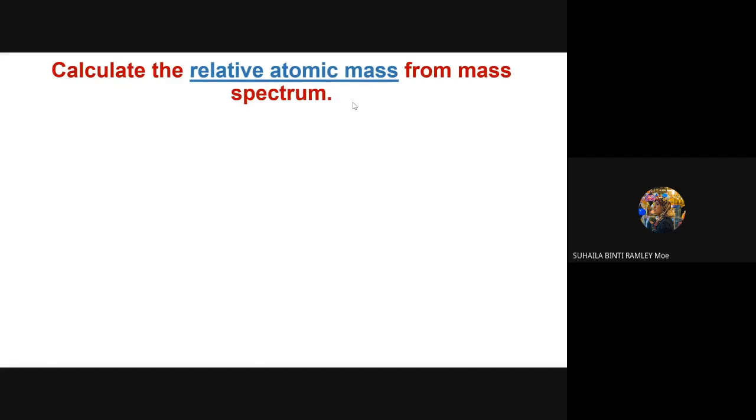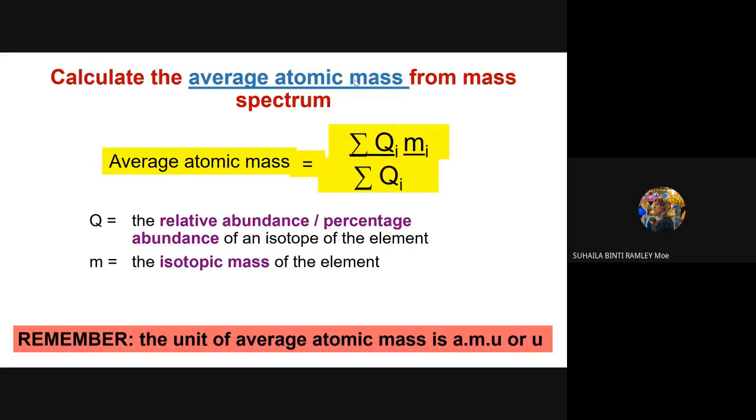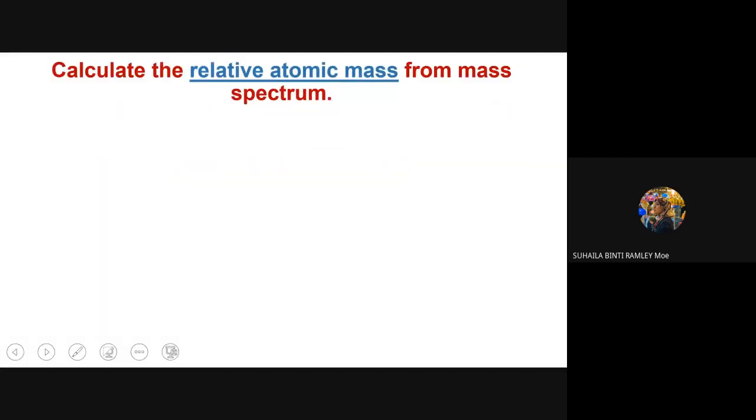Okay. Here we have relative atomic mass. What is the difference from average atomic mass? Okay, this one is average. This one is relative. What is the difference apart from the spelling? One has a unit, one has no unit. Which one has no unit? Relative atomic mass. Okay, why does relative atomic mass have no unit?